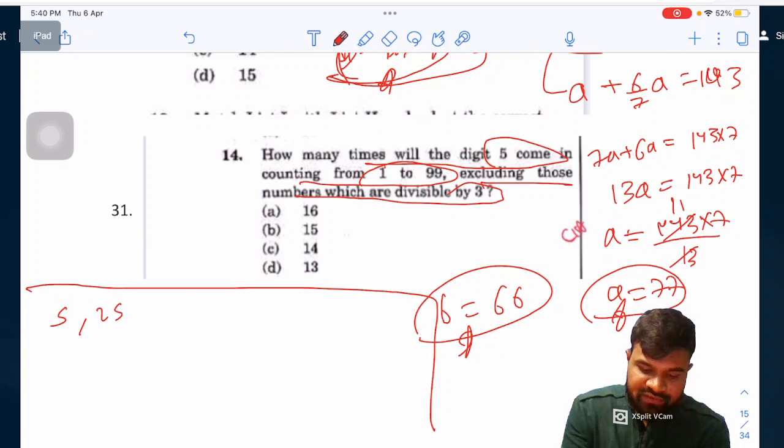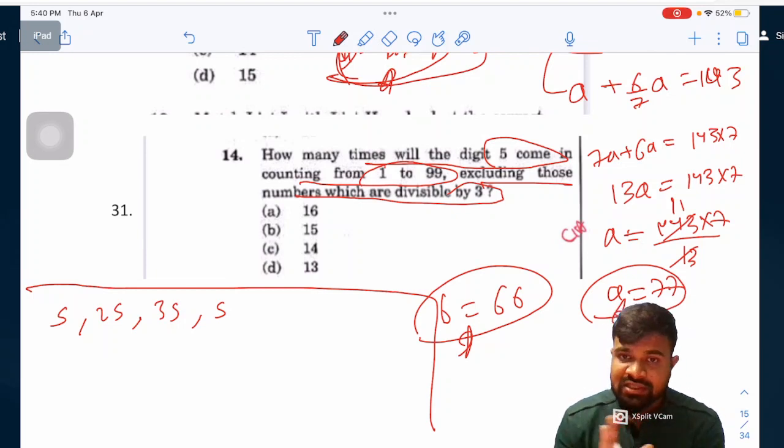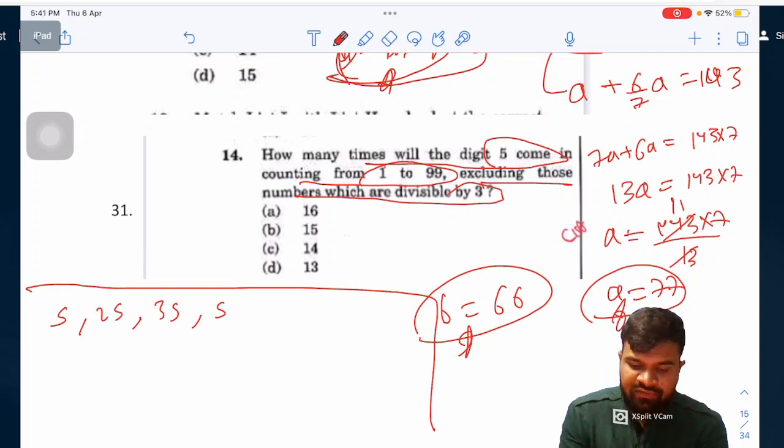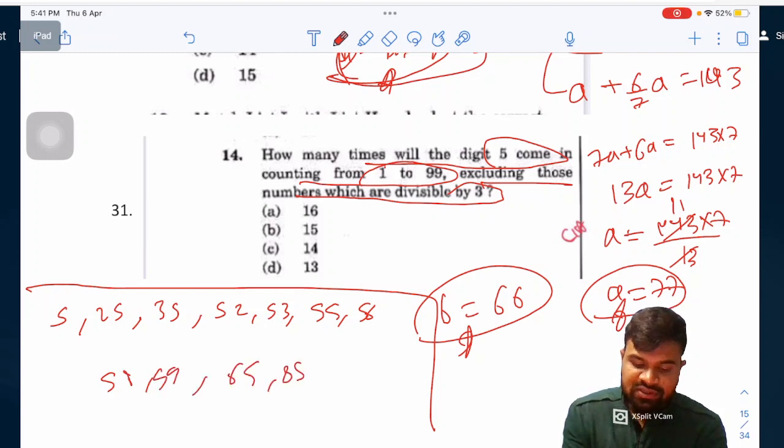Then 25. 15 is divisible by 3. Then 35. Again, 45 is divisible by 3. Then we can go for 51, which is divisible by 3. Just check the sum of digits. For divisibility by 3, there is no need to go for the table of 3. Just check the sum of digits. 51 is divisible by 3. 52 is not divisible by 3. Then 53. 54 is divisible by 3, 5 plus 4 is 9. Then 55, 56, 58, 59. 65. 75 is divisible by 3. 85 is not divisible by 3. 95 is not divisible by 3.